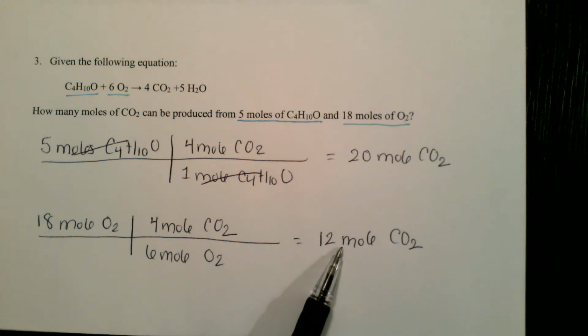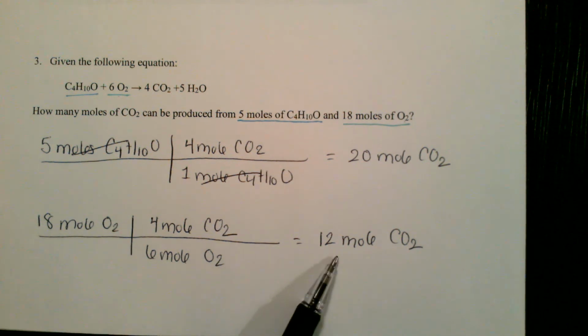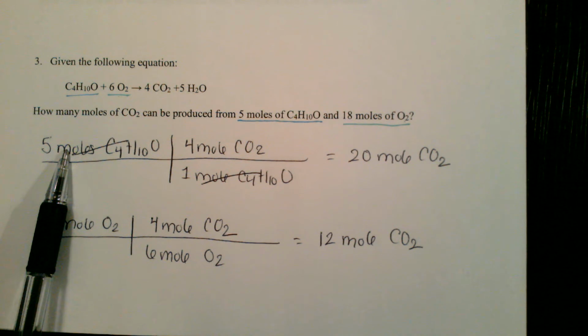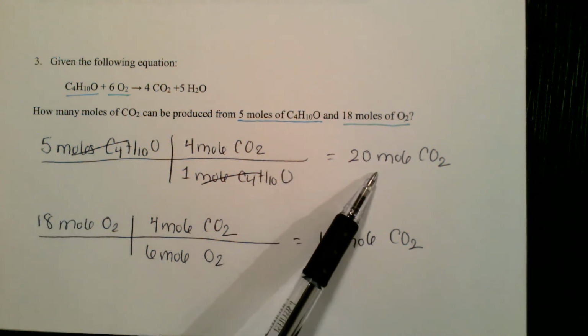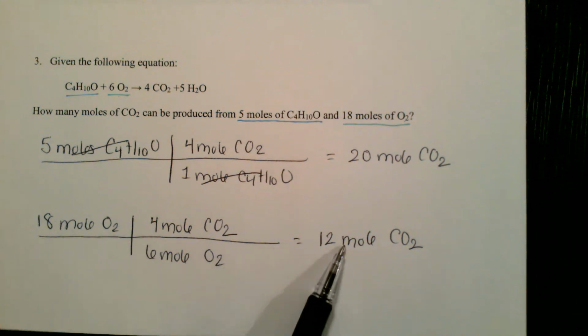Okay, so if this ingredient is completely used, we can only make 12 of these. Think of it like brownies or cupcakes. If I use all, say, 18 of my eggs, I can only make 12 cupcakes. But if I use all 5 boxes of my mix, I can make 20 cupcakes. So this ingredient will make less, therefore it's going to run out.